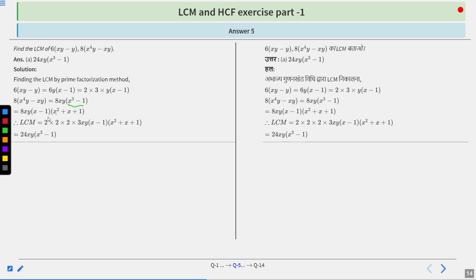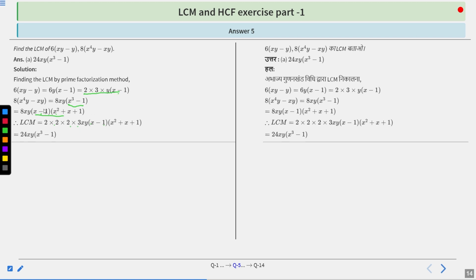Now for LCM, we will look at the highest power of 2, 3, y or x minus 1. In this equation and in this equation, you can see that the highest power of 2 is 8, that is 2 into 2 into 2. So 2 into 2 into 2. 3 is present in only this term, but not in this term. So it is only 3. X minus 1 is present here. X minus 1 is also present here. That is x minus 1.